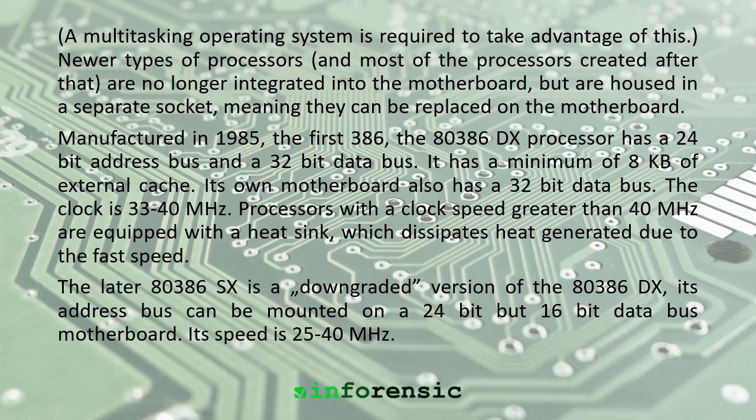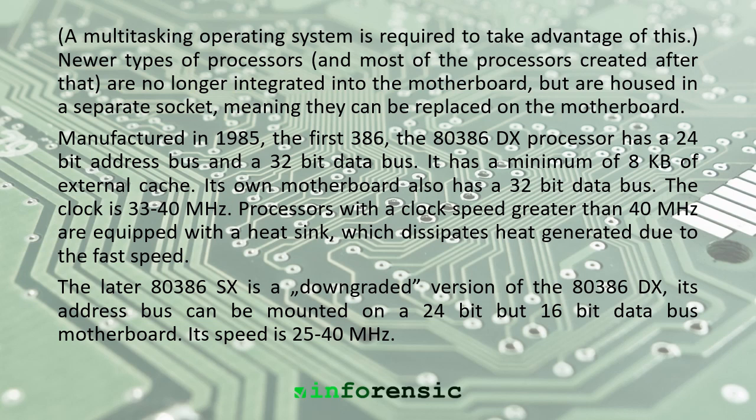Newer types of processors, and most of the processors created after that, are no longer integrated into the motherboard but are housed in a separate socket, meaning they can be replaced on the motherboard. Manufactured in 1985, the first 386, the 80386DX processor, has a 24-bit address bus and a 32-bit data bus. It has a minimum of 8 KB of external cache. Its motherboard also has a 32-bit data bus. The clock is 33 to 40 MHz.